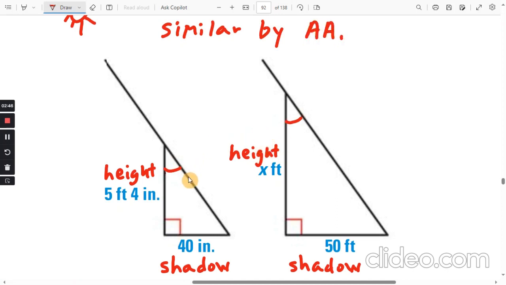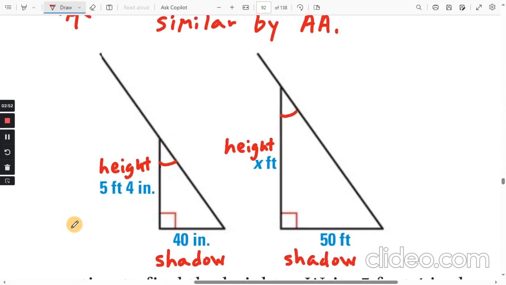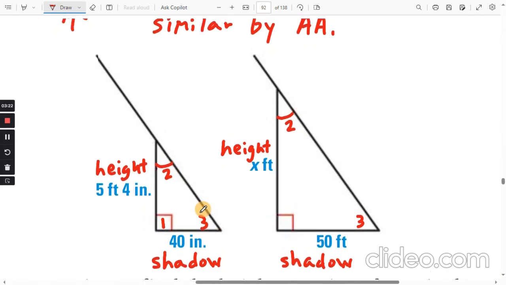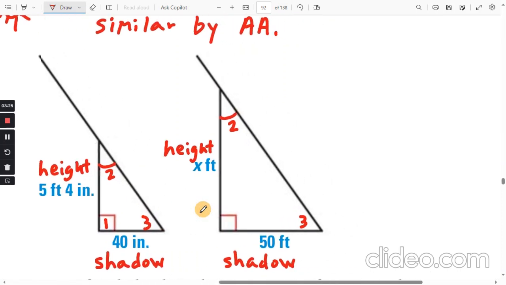Okay, we don't need to write the similarity statement. We don't even have vertices on the triangles, but we can label the angles. Okay, I'm going to label the right angle 1, and I'm going to label the angle with the sun's ray. I'm going to label that 2 in both of the triangles. And then if you want, I think it would help if you labeled the third angle 3 on each triangle. And why is that? Well, if two angles from one triangle match two angles from another, the third angles are also going to match.